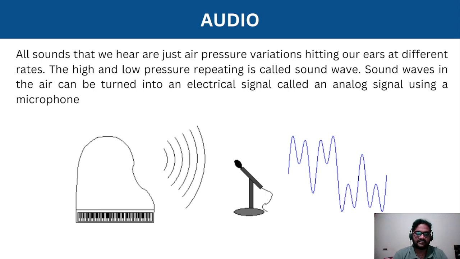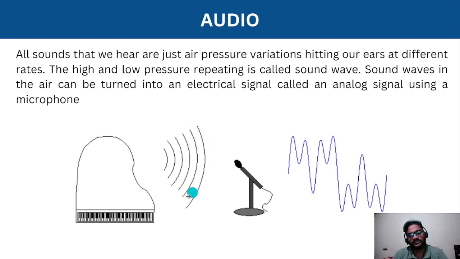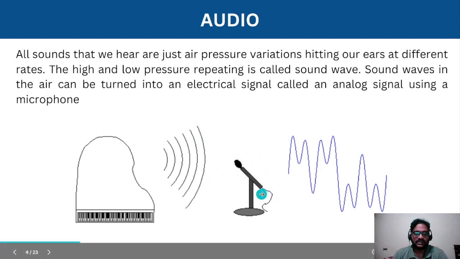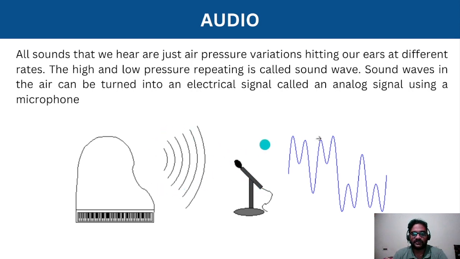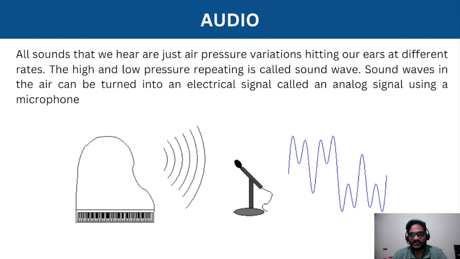wave, a typical sine wave. Okay, so basically this is a piano, and if you play a piano, a sound wave occurs in the air. High pressure, high tones, low tones will be there. So these waves will be captured by the mic, and the mic will convert these waves into an electrical signal, typically called an analog signal. Analog means that it is continuous in time. Okay, so this is a very basic definition of audio.